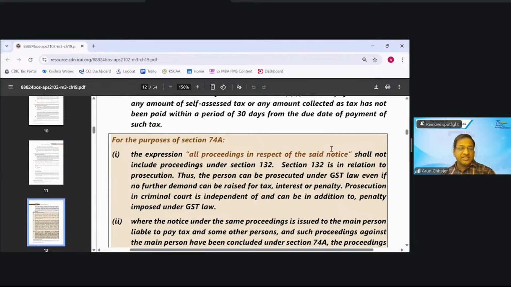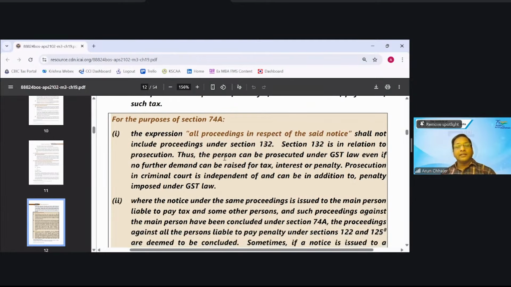There is a provision of section 69 and 132. When we link both together, then we'll come to know कि जो अरेस्ट है वो अरेस्ट कब हो सकती है, जहां पे 5 करोड़ से ज्यादा है, 2 करोड़ से ज्यादा है, and certain specified offences. तो अगर 74 में कोई डिमांड है, टैक्स इंटरेस्ट पेनल्टी पे कर दिया, that is okay, no problem. All proceeding will be deemed to be concluded, but it will not be deemed to be concluded for section 132 का offence. Thus, the person can be prosecuted even if no further demand can be raised for the tax, interest and penalty.